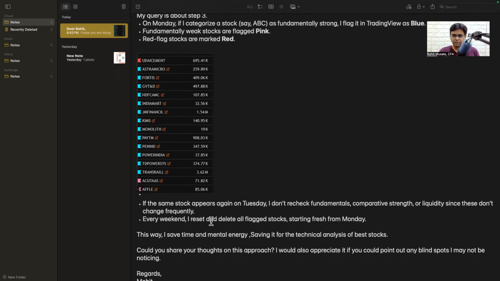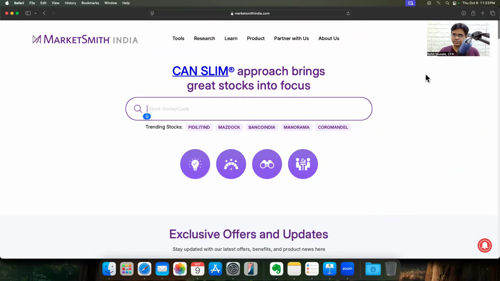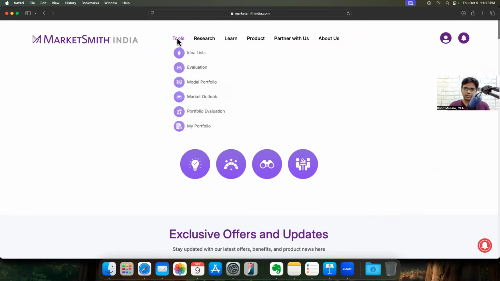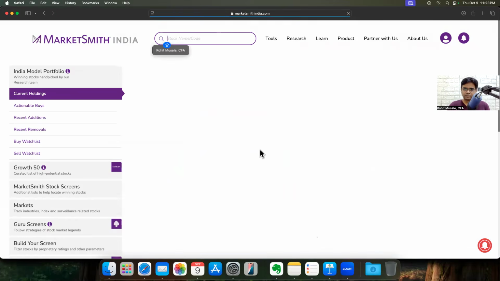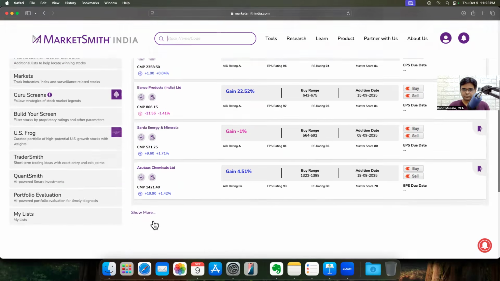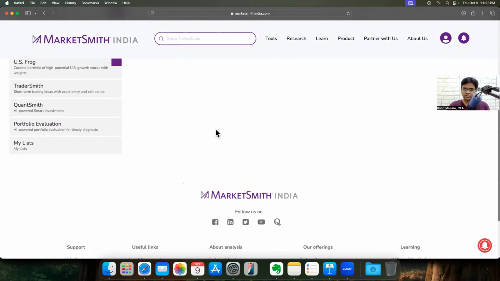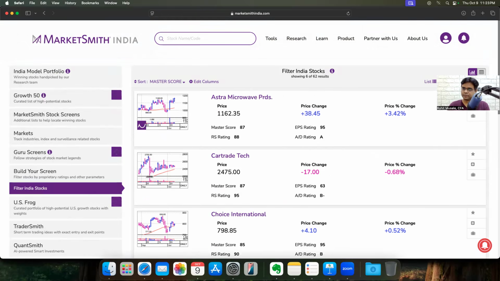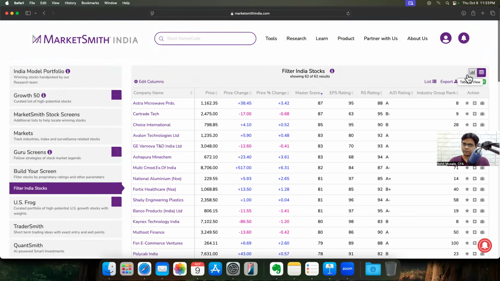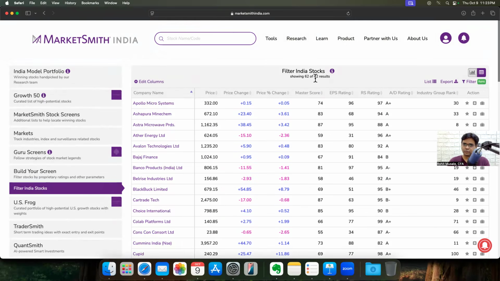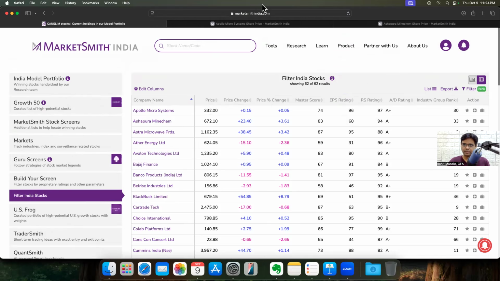You open, basically what you do is you go to MarketSmith, you log in here. This is your list of filtered stocks, right? So these are 62 stocks. So what I'm saying is open each of these in a new tab. Okay, so for example, I open this in a new tab. I open this in a new tab.